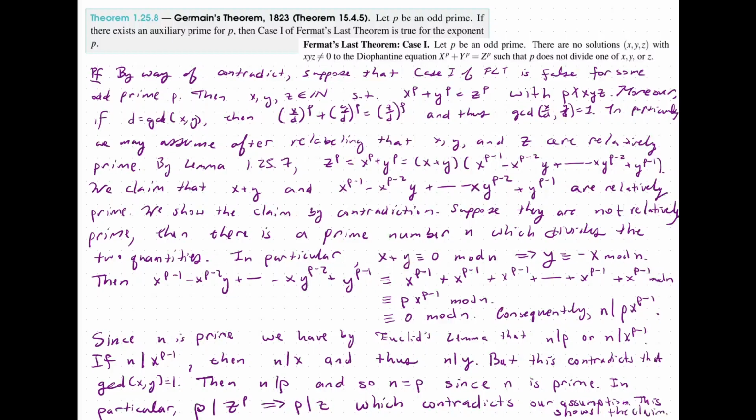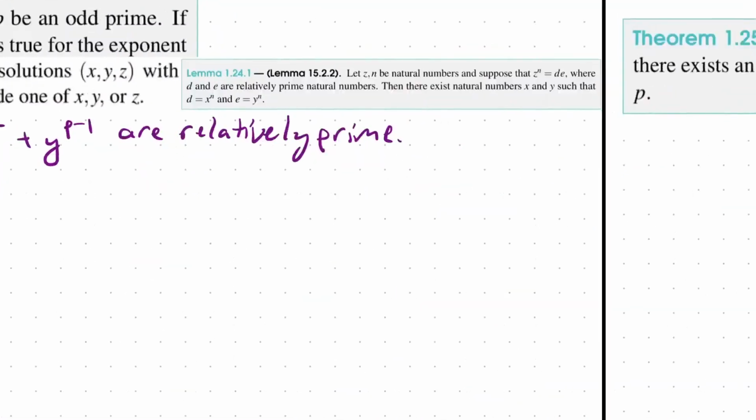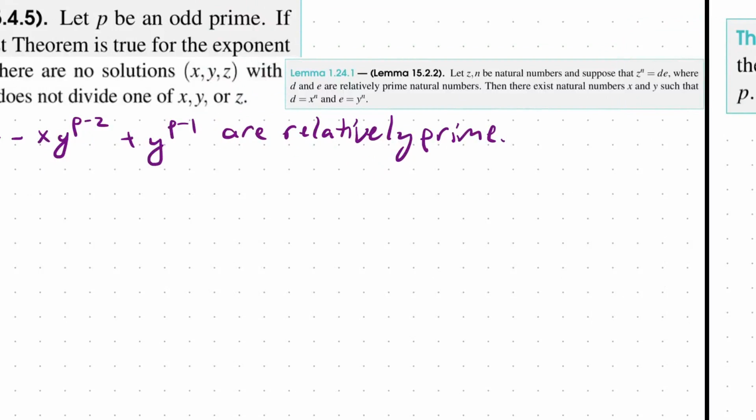So we have now established that x plus y and the quantity x to the p minus 1 all the way to y to the p minus 1, that these two are relatively prime. And so we have now shown the claim, so we can go ahead and say that these are in fact relatively prime. So now we're going to use the following lemma. We have from lemma 124.1 that if we have natural numbers z and n such that z to the n is equal to d times e, where d and e are relatively prime natural numbers, then we have that d and e are both perfect nth powers.